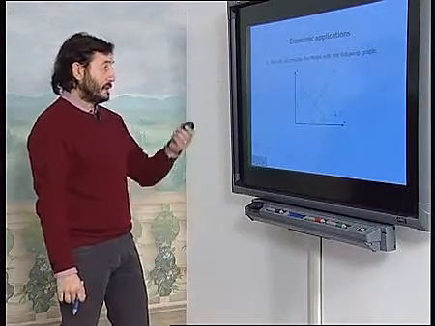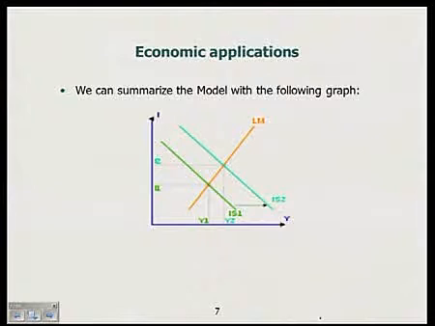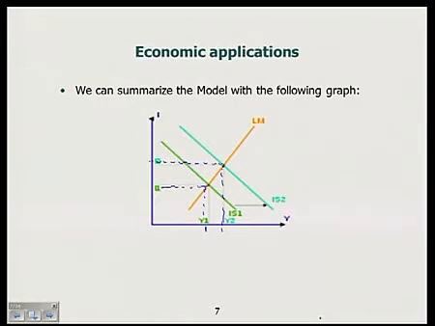Now we can summarize the model with the following graph. The straight lines with negative slope are the IS1, IS2 in 2 different points, Y1 and Y2, and these 2 are crossing the LM straight line with positive slope.